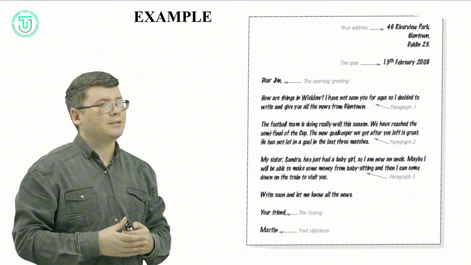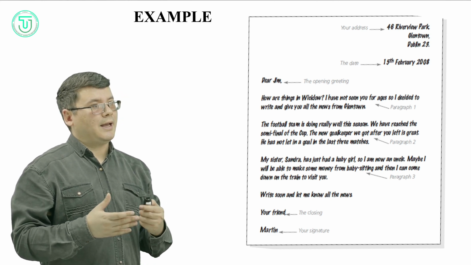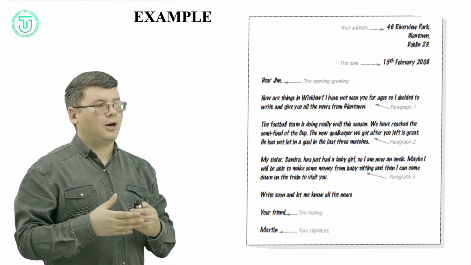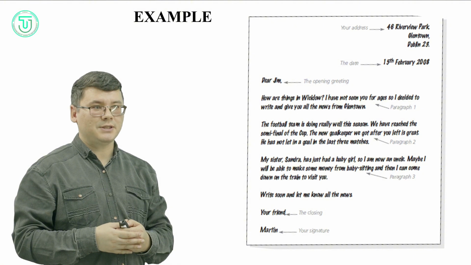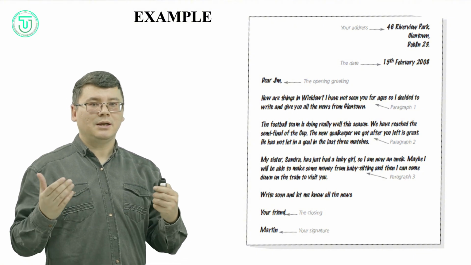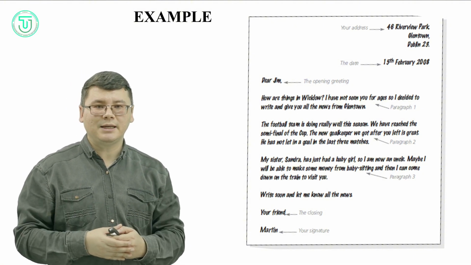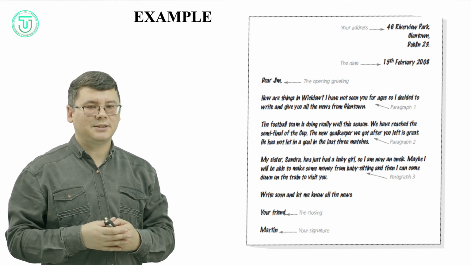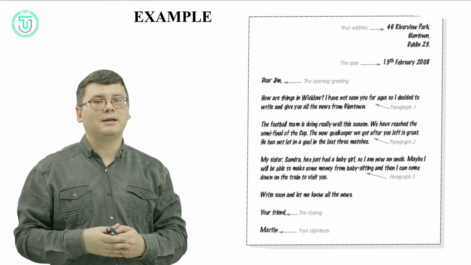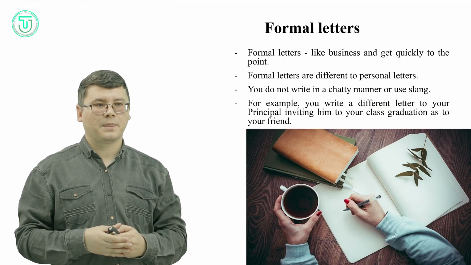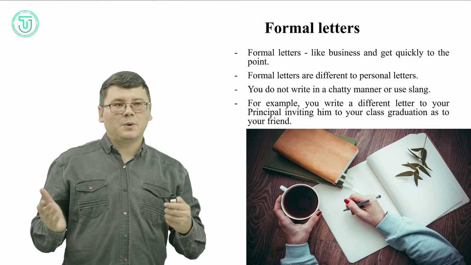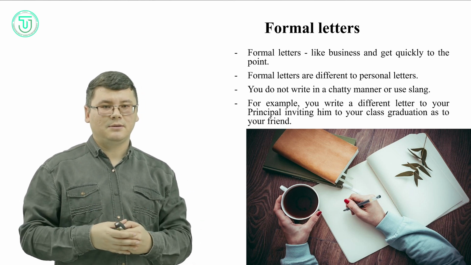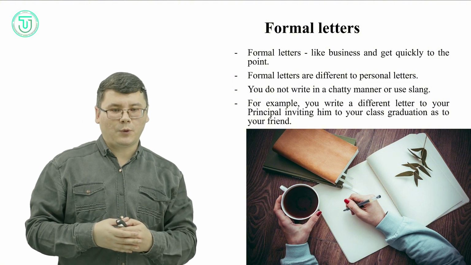On the top right hand, you can see the address and date. Then comes the opening. It means a greeting. Then we have three paragraphs containing the main points of the letter. And at the end of the letter, you can see the closing and signature. So, the next one is formal letters. Formal letters, like business letters, get quickly to the point.